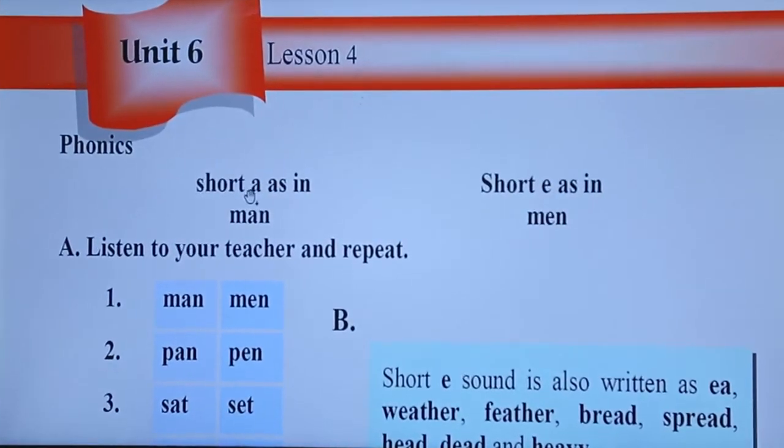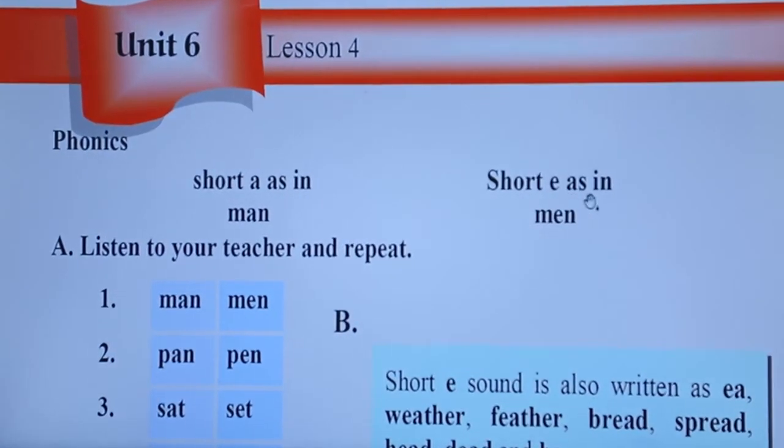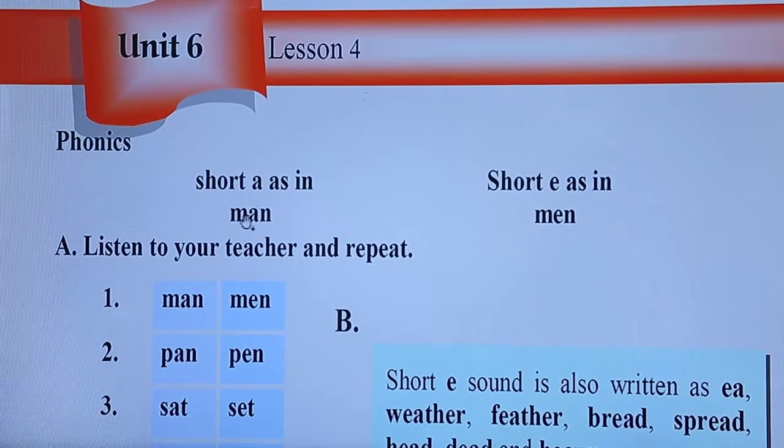The first one is short A. The second one is short A. We have two examples. Man and men.